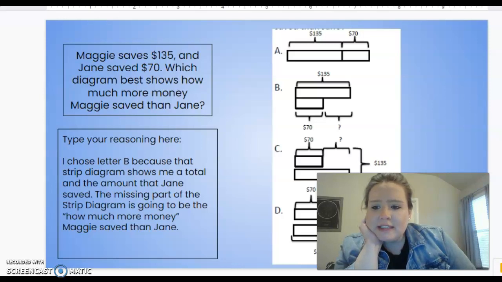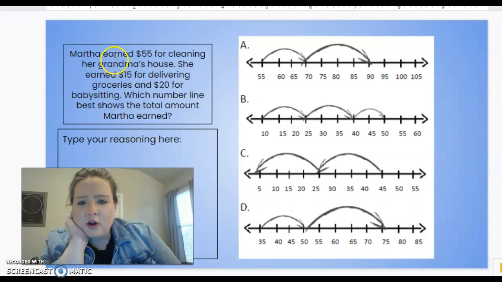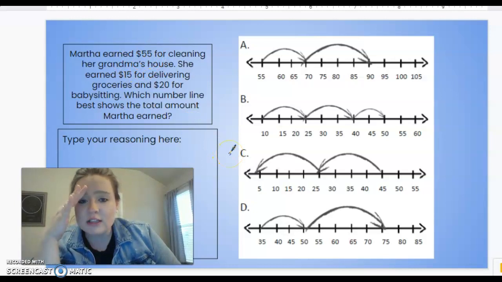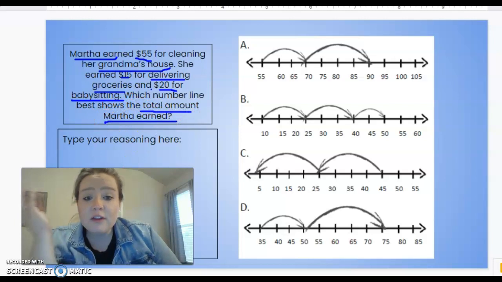All right, let's look at this number line, all right? Martha earned $55 for cleaning. Again, you are not solving this problem, okay? We're not solving this problem. I just want the number line that goes along with this word problem. Martha earned $55 for cleaning her grandma's house. She earned $15 for delivering groceries and $20 for babysitting. Which number line best shows the total amount that Martha earned? I'm looking for the total.